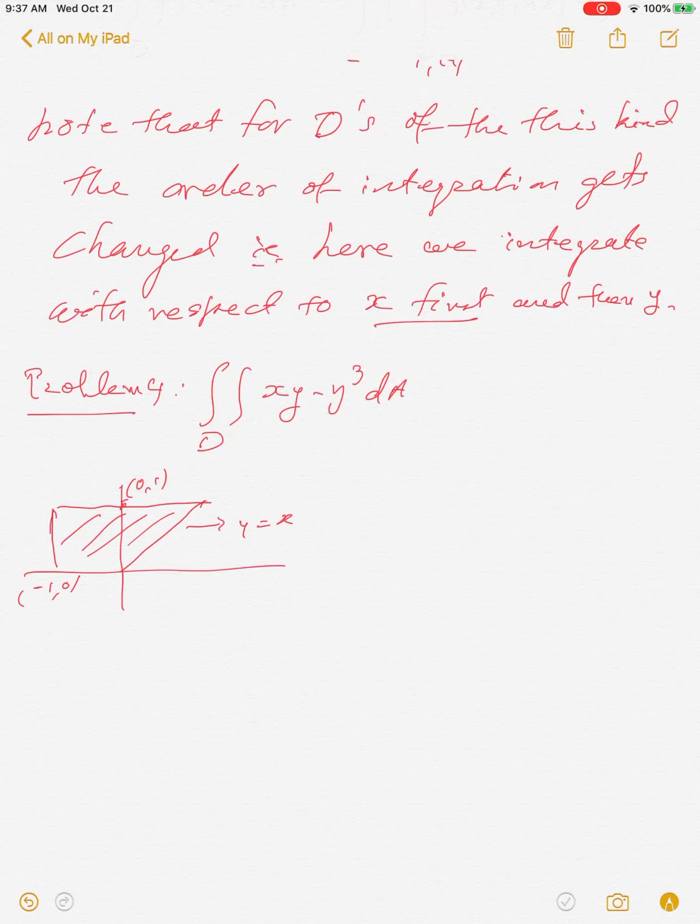Now if you think of this D as a region of type 1, then the upper curve is y equal to 1. But the lower curve is different. It is y equal to 0 when x varies between minus 1 and 0, and the lower curve is y equal to x otherwise. So there are two lower curves. So it is better to view D as a region of type 2.